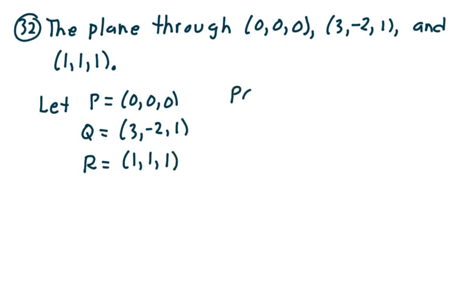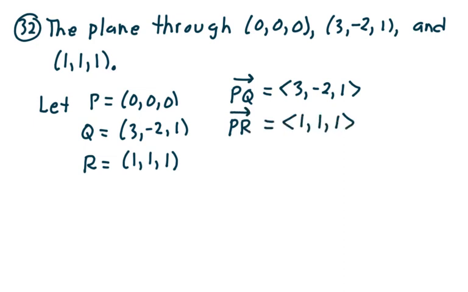Now, PQ, right, we're going to form a vector because remember, we're looking for a vector that's perpendicular to the plane I want. Now, PQ, I claim, is the vector (3, -2, 1). PR is the vector (1, 1, 1). And remember, I need a normal, so I'm going to take the cross product of PQ and PR.